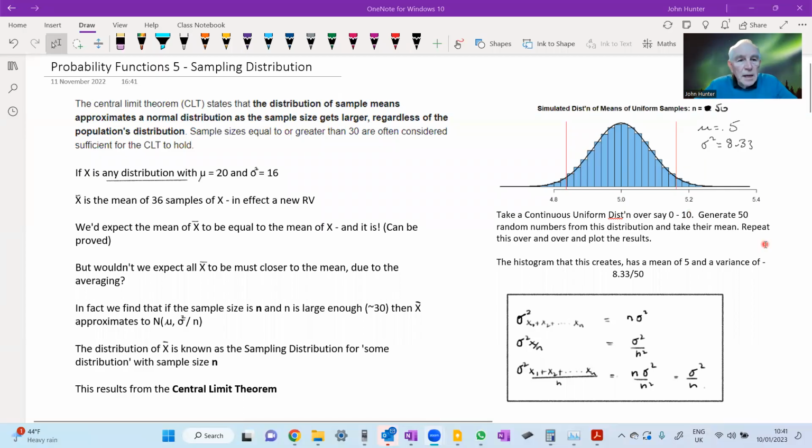Hi, this is the fifth video in the probability functions section on sampling distribution. The basic idea behind this is that we're testing out some assumptions that we've made.